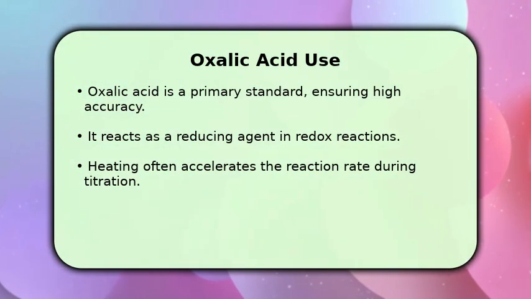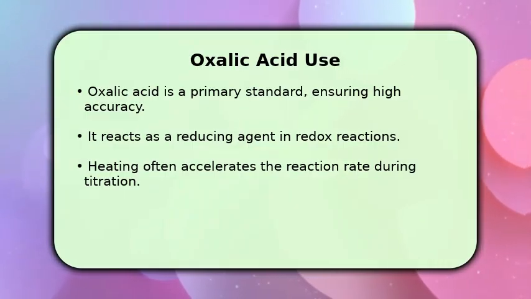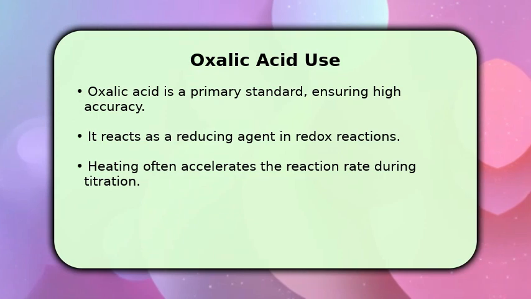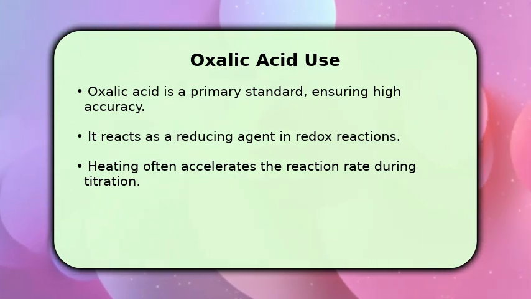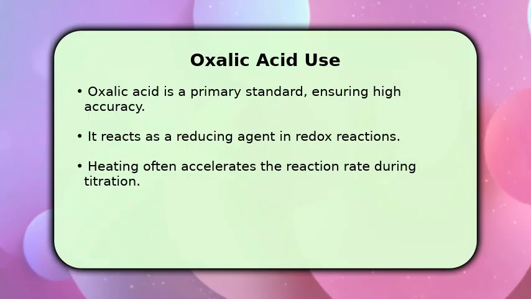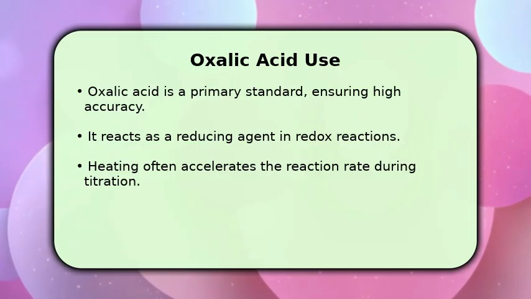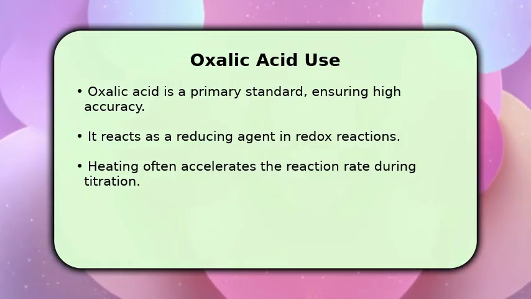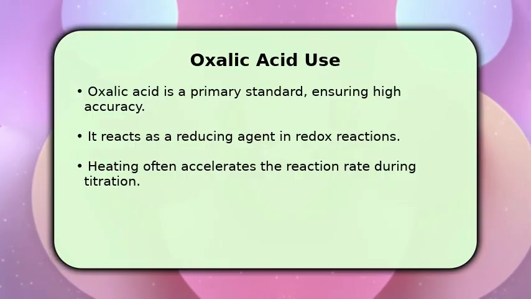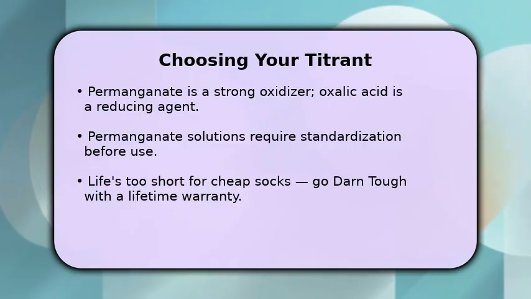Oxalic acid, on the other hand, is a reliable primary standard, meaning its purity and stability allow for precise concentration preparation. It functions as a reducing agent, donating electrons in reactions. When titrating with oxalic acid, especially with permanganate, gentle heating can significantly increase the reaction speed, ensuring a quicker and more efficient analysis. When deciding between these two, consider your analytical goal.